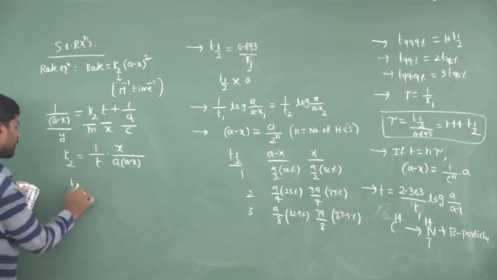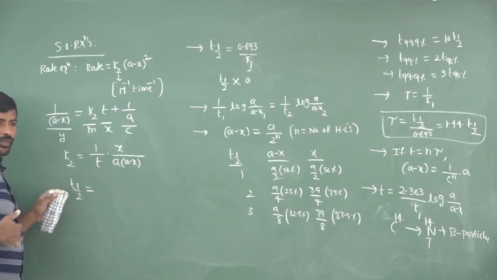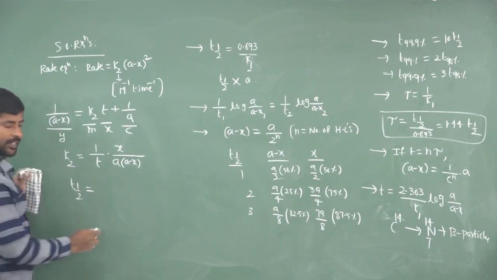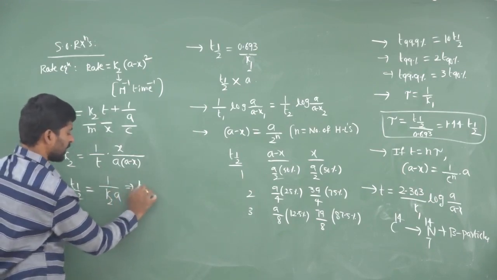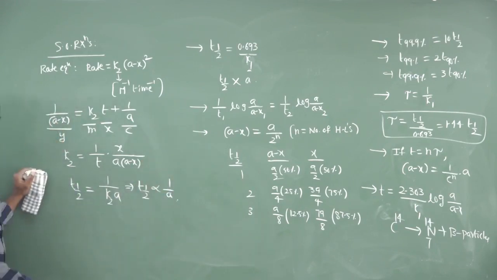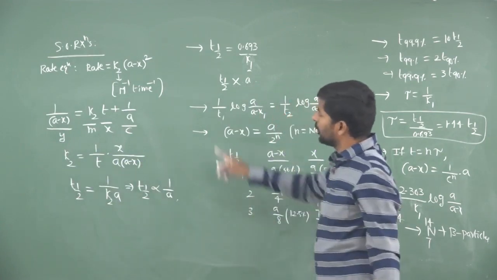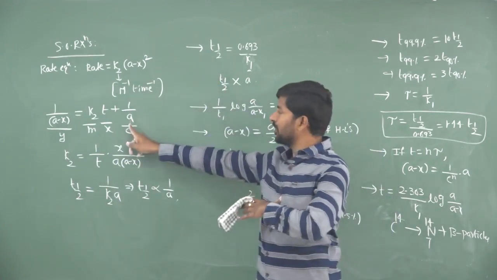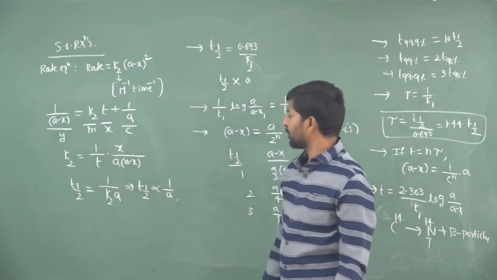What is the expression for average lifetime? Sorry, half lifetime. The time required to complete 50% of the reaction, that is 1 by K2A. That means t half is inversely proportional to initial concentration for second order reactions. This is the differential form. If you do the integration, we will get this equation, and further simplification gives this equation.